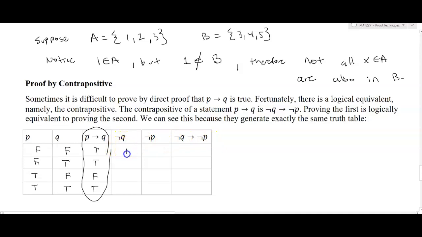So not Q is just going to be the negation of Q: true, false, true, false. Not P will be true, true, false, false. And not Q implies not P will be false only when not Q is true but not P is false, which is here, and it's true otherwise. And we see that this column logically produces the same value as this column over here. Therefore, if you want to prove the statement P then Q, it's equivalent to proving not Q then not P.